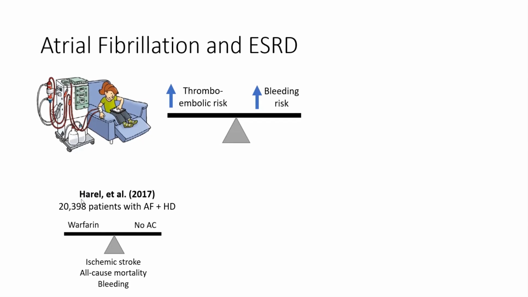There have been several studies over the past few years looking at whether there is a benefit to anticoagulation in this specific patient population. This meta-analysis in 2017 of over 20,000 patients found that there was no difference in ischemic stroke, all-cause mortality, or bleeding between patients who received warfarin and those who received no anticoagulation.